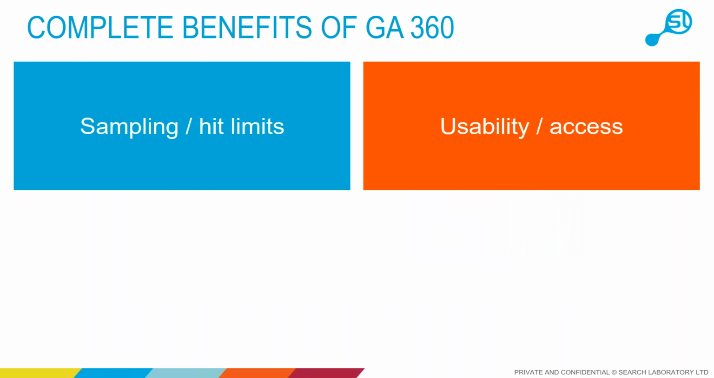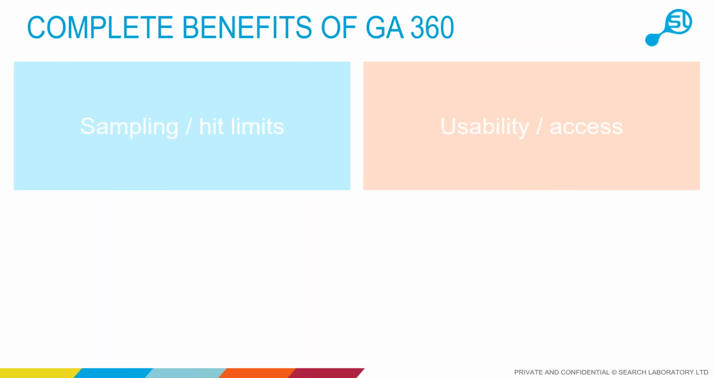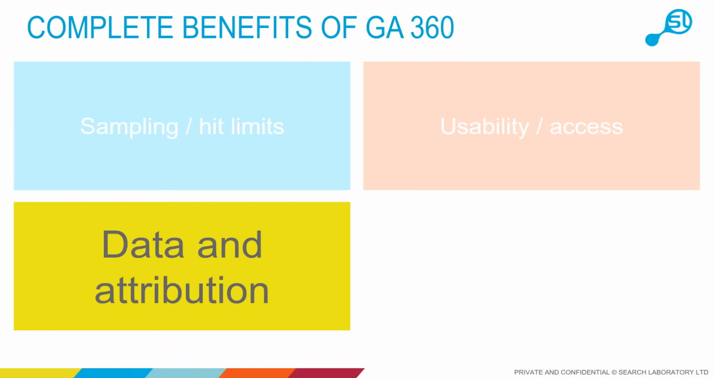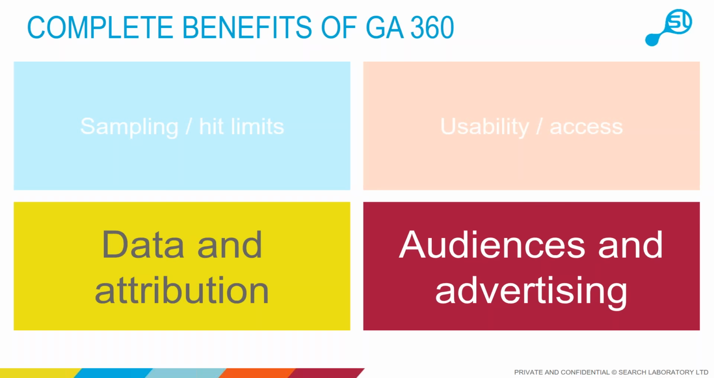So to show how you can maximize return on investment, we're going to look at two key areas today. The first one is data and attribution. So how can you bring together data from multiple sources into one place and then analyze it to make better decisions about your marketing campaigns and your spend? The second area is audiences and advertising. So this is how you can use that data in conjunction with some of the other Google tools to improve campaign performance and ROI.